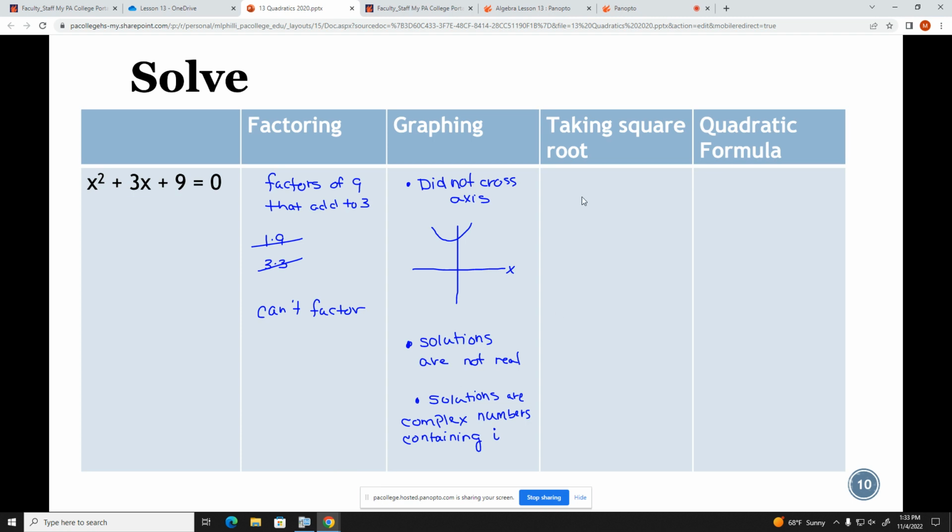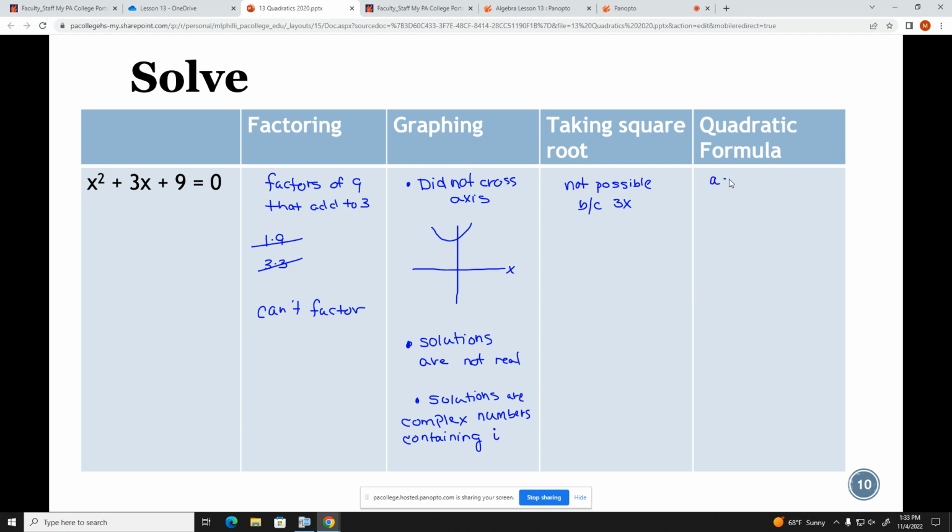Taking a square root is not possible, and that is because we have that bx term, which is 3x. So not possible because of the 3x. So my only option to solve this problem is the quadratic formula.